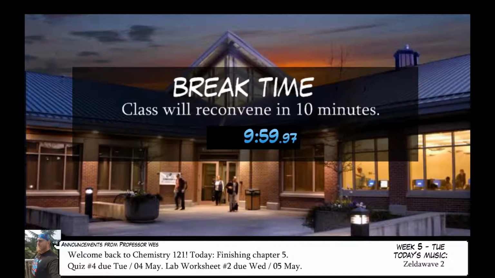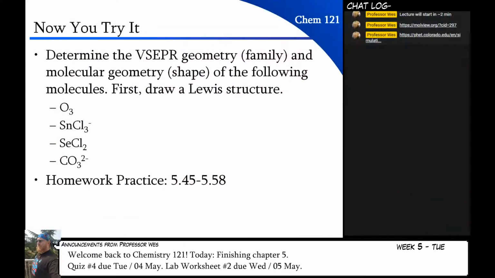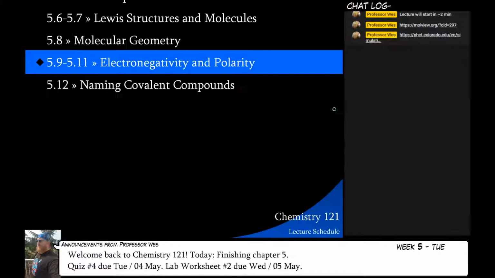We are back. Let's see here. We're going to move on to the next section, which is polarity. Polarity builds off of geometry, so it's very important that we understand how to draw Lewis structures, but also what the shapes of those structures are so that we can understand their polarity.